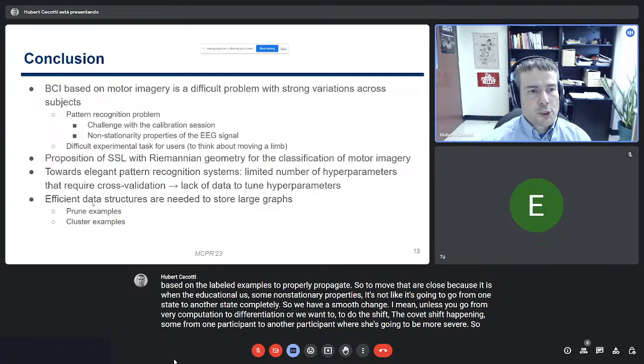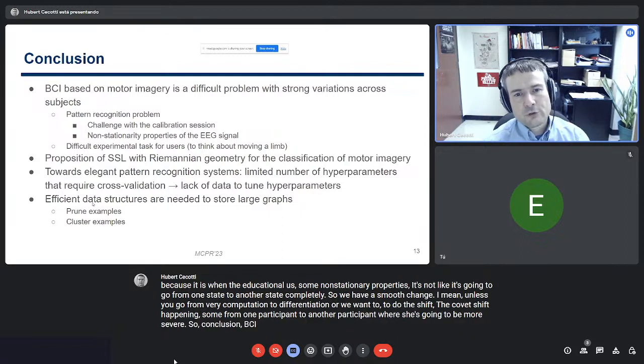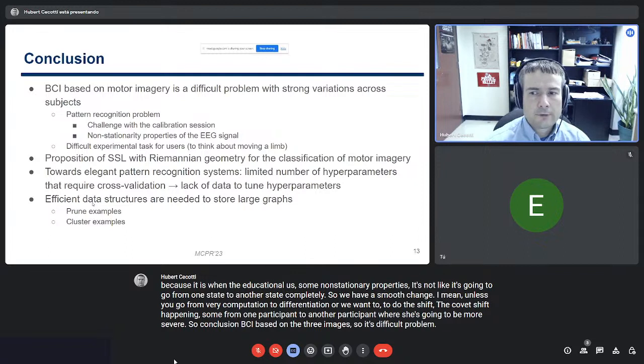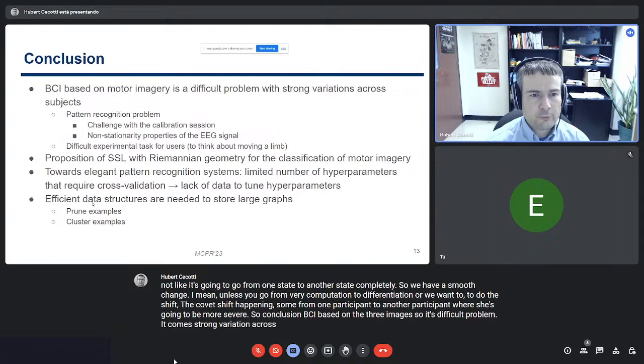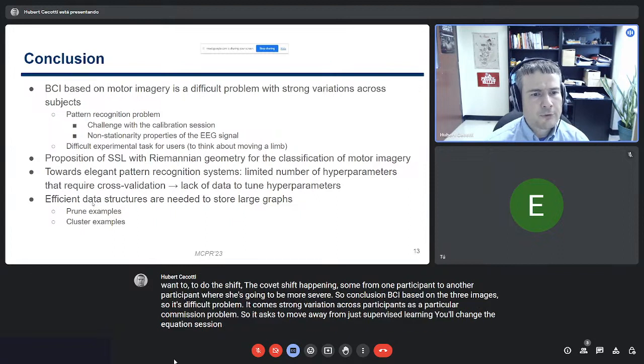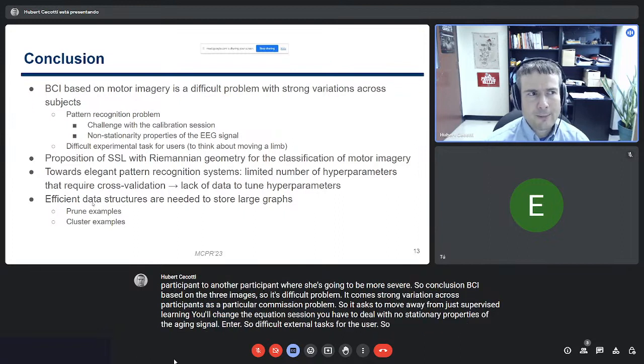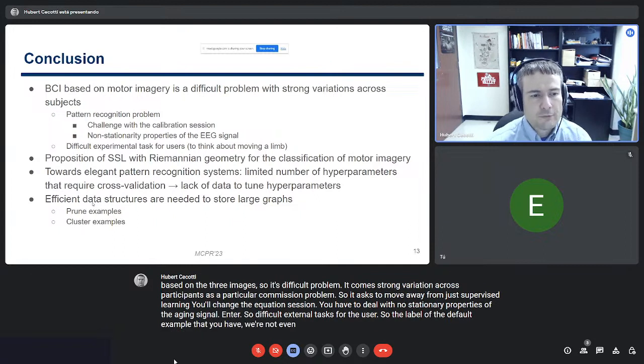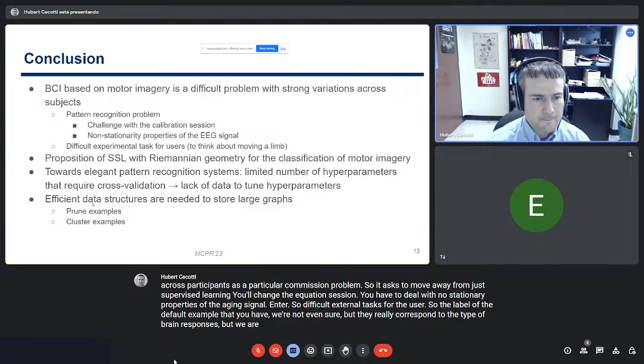So, conclusion: BCI based on motor imagery is a difficult problem. It has strong variation across participants. As a pattern recognition problem, it has to move away from just supervised learning. You have challenges with the calibration session. You have to deal with non-stationary properties of the EEG signal. And also a difficult experimental task for the user. So for the labels of the different examples that you have, we're not even sure that they really correspond to the type of brain responses that we have in the signal.